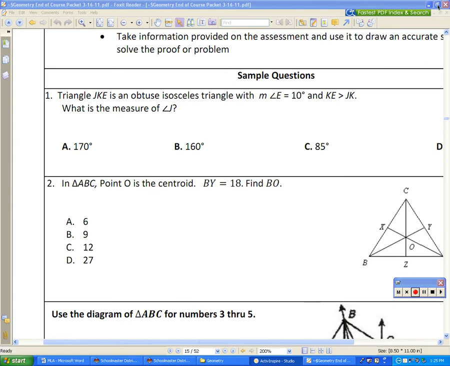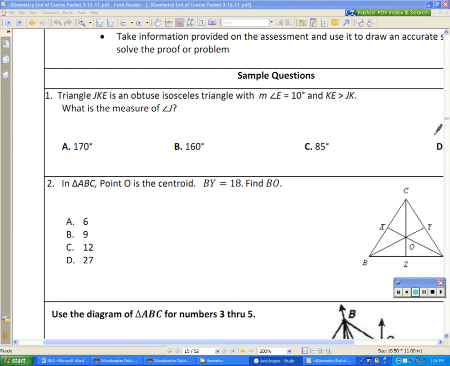All right, so then we did some stuff with angles and triangles and things like that. For number 1, it says triangle JKE is an obtuse isosceles triangle with the measure of angle E equaling 10 degrees, and KE is greater than JK. So this is a little bit tricky. What does an obtuse isosceles triangle mean? The angles are obtuse and the sides are equal. Okay, that means that the vertex angle is an obtuse angle bigger than 90 degrees. All right, so there's my obtuse isosceles triangle.